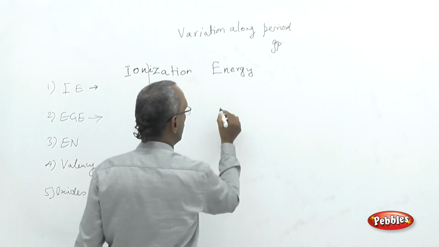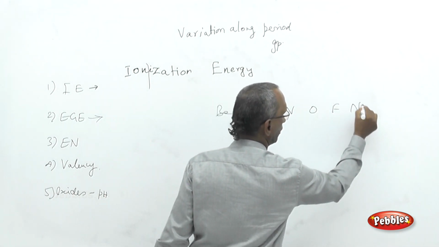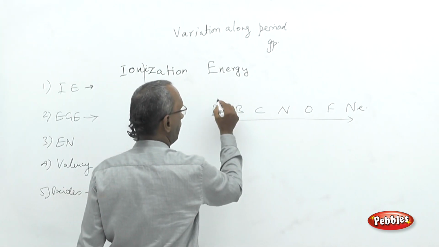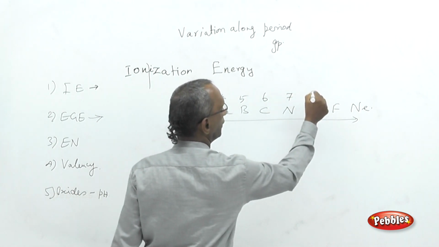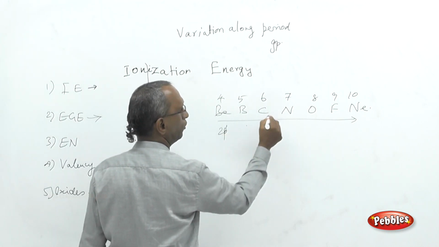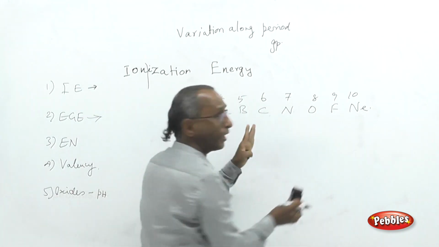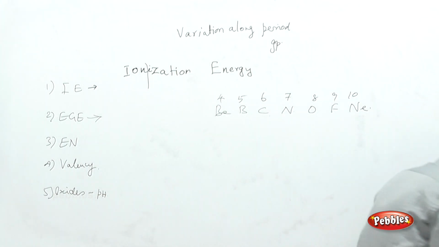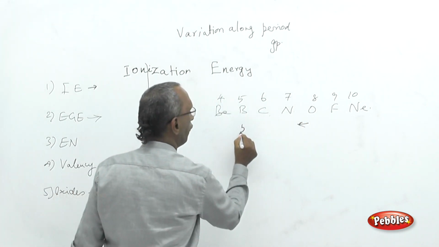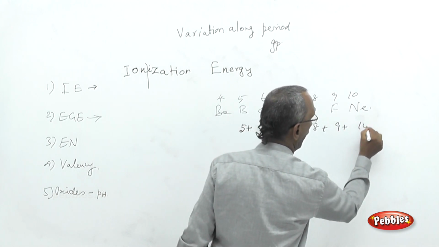We can illustrate that with this period: lithium, beryllium, boron, carbon, nitrogen, oxygen, fluorine and neon. All are in one period. From left to right the atomic number increases: 3, 4, 5, 6, 7, 8, 9, 10. So after the s block, all are p block elements: 2p1, 2p2, 2p3, 2p4 and so on. The electrons are going to the same shell, but with 5 positive charge, 6 positive charge, 7, 8, 9 and 10 positive charges.